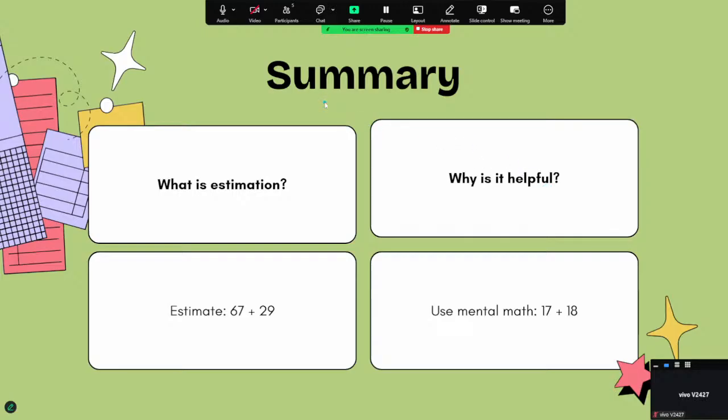So we're done with the presentation, and we're just going to do a summary. Try to answer these questions by yourself. What is estimation? And why is estimation helpful? Why do we use it? And then try to solve these problems by yourself. Estimate 67 plus 29 and use mental math to solve 17. I'll give you some time to do that by yourself.